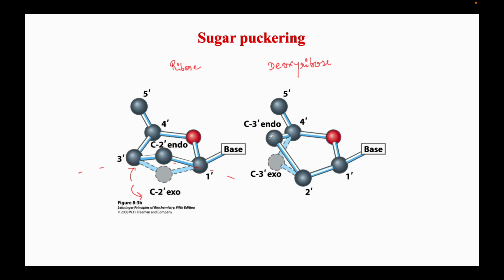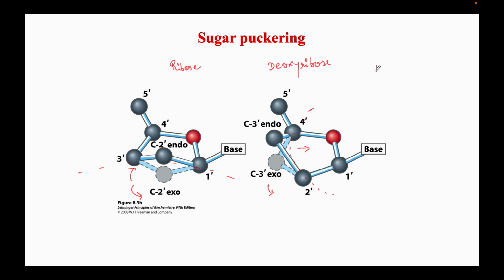Similarly, the puckering is also observed at C3. If this is the plane of the axis of symmetry, and the carbon is inside the sugar, it is C3 endo. If it is outside, it is C3 exo.